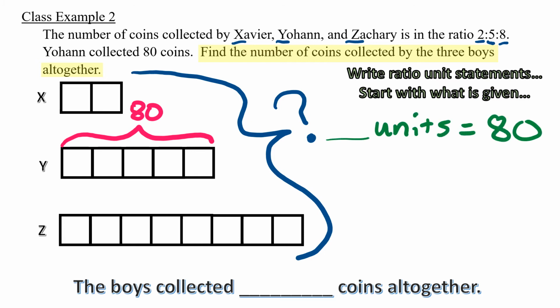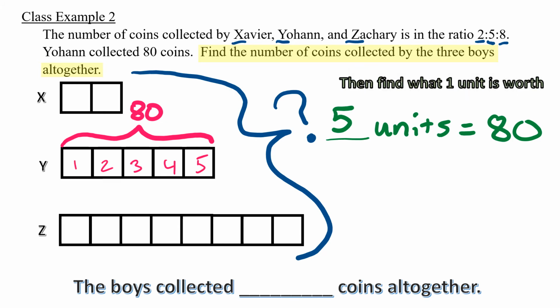The 80 is equivalent to how many units in this picture? If you count the boxes for Johann, he has 1, 2, 3, 4, 5 boxes. So that means he has 5 units. The 80 is worth 5 units. And again, once you have that written, that's our given, 5 units is worth 80, you want to figure out, well, what is 1 unit worth? So we can get down to 1 unit by dividing 80 by 5. We're dividing to get to 5 to 1, we're dividing by 5, so we want to divide 80 by 5 also. And 80 divided by 5, you're going to do that on a calculator, and you get 16.